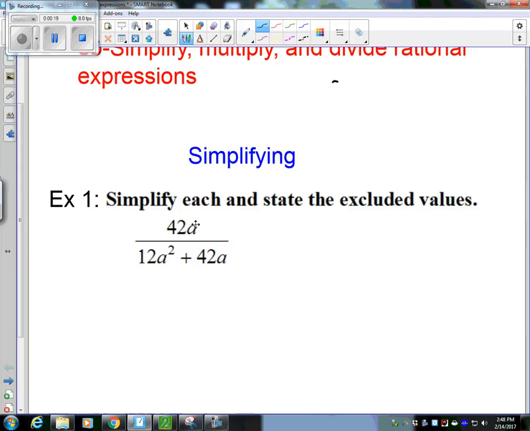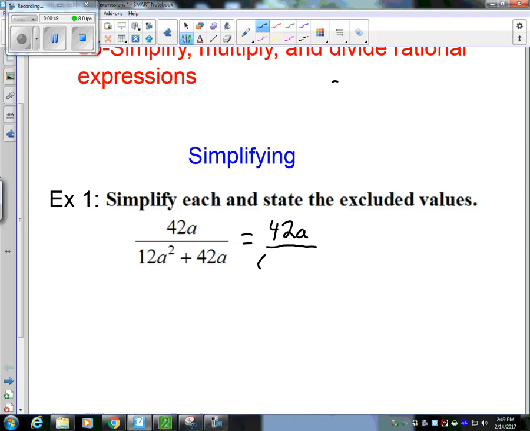So we have simplify. What you do is you're going to see if you can factor each numerator and denominator first. So factor the numerator and denominator. The numerator is just a monomial. There's nothing to factor there, or you don't need to factor it. The denominator, you factor it by first taking the greatest common factor out. So the greatest common factor between these two is 6.